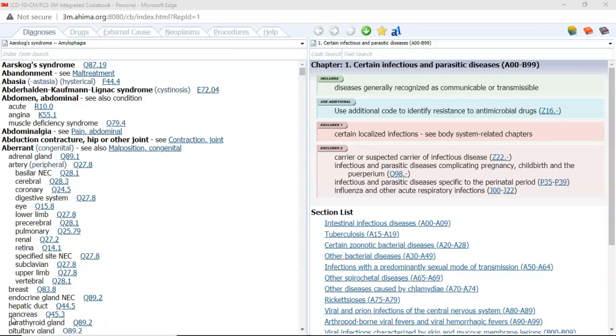So just kind of keep that in mind. So let's look at this next example. The patient comes into the hospital for mastitis. She's 2 weeks postpartum, and she's given a course of antibiotics.